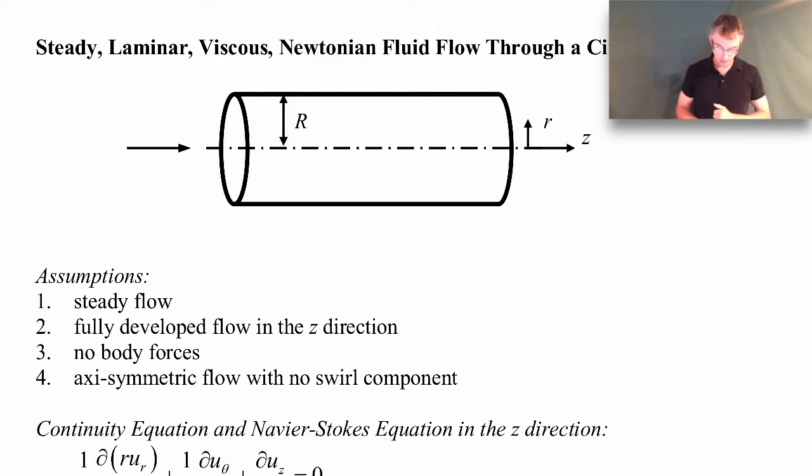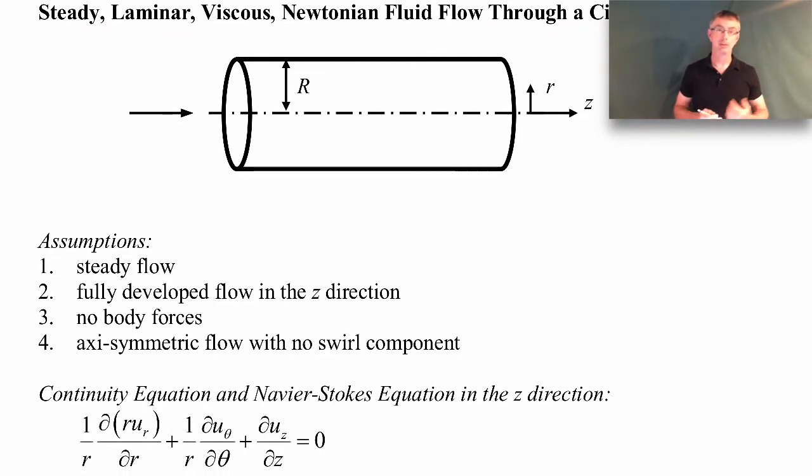Pipe will have a radius R. We're going to make a number of assumptions, just like we did back in the Navier-Stokes equations. In fact, I did this exact problem in an example video back in the Navier-Stokes section of the course. I'm just going to recap it here. I'm not going to go through all the details.